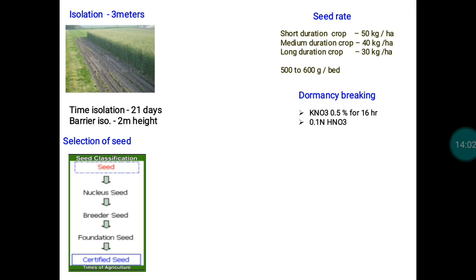I already told you, in the case of rice we have short duration, medium duration and long duration varieties. Normally short duration means 105 to 110 days or 115 days. Medium duration is 110 to 120 days. Long duration means 135 days or beyond that. If it is a short duration variety, we have to use 50 kg per hectare. Medium duration variety, 40 kg per hectare. Long duration variety, 30 kg per hectare.